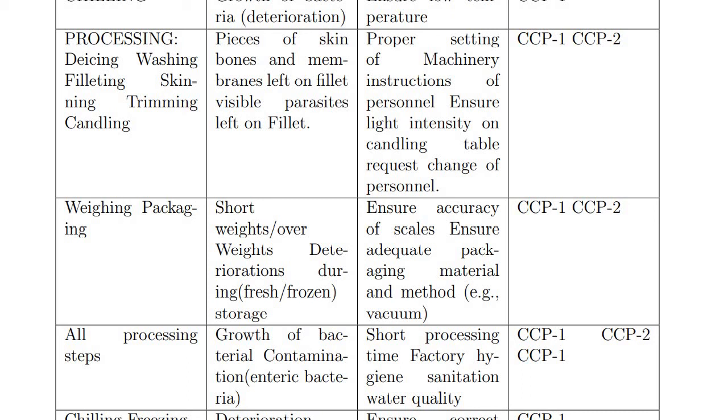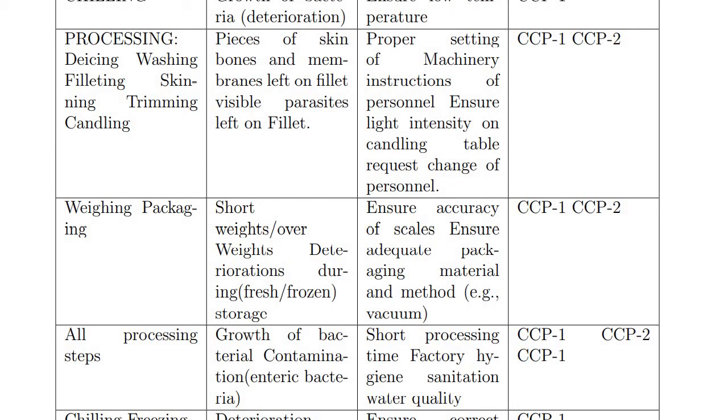Okay. Next step: packaging. What are the hazards of packaging? Short shelf life and lower shelf life, deterioration during fresh and frozen storage. What are the preventive measures? Ensure appearance of labels, ensure adequate packaging material and methods, for example vacuum packaging, etc. So the control points are CCP 1 and CCP 2.